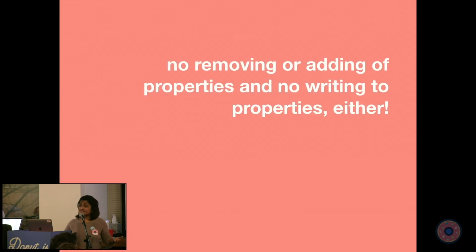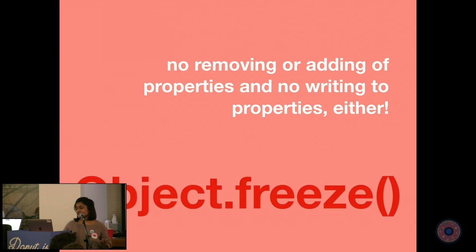Maybe we don't want to write to it. Maybe we want to complicate things even further, and maybe we want no new properties, no removing of properties. And you know what? You can't even write to properties. We basically want to make this object immutable. Well, we can do that. We can freeze the object, and it's going to do something to your property descriptors.